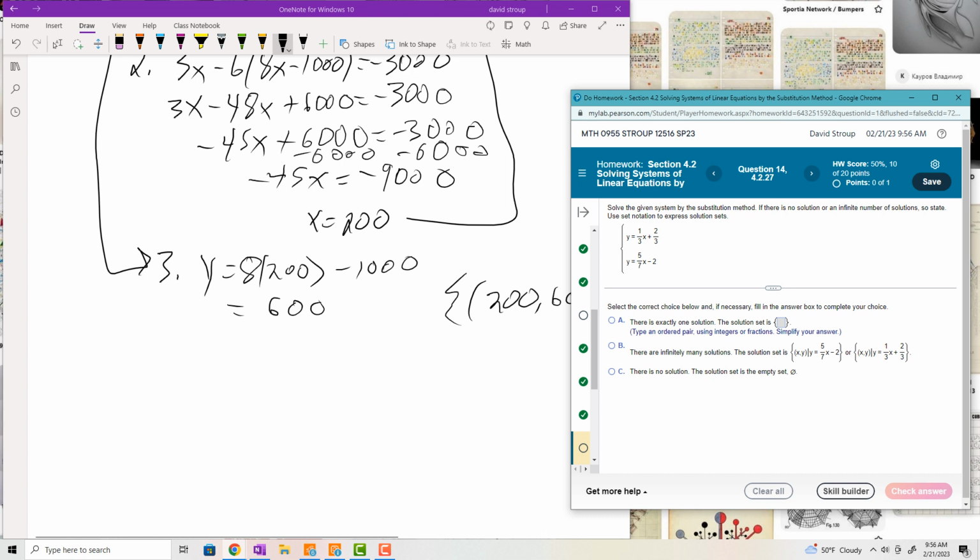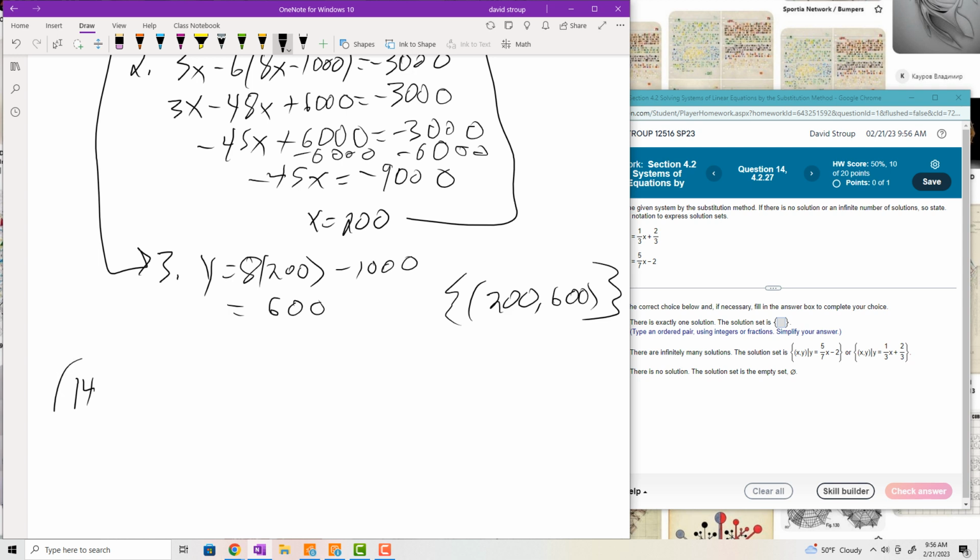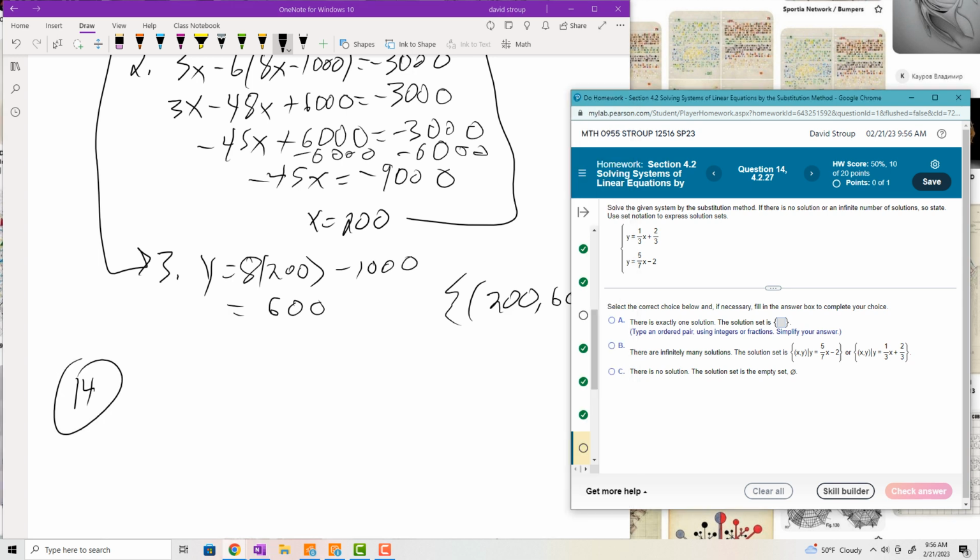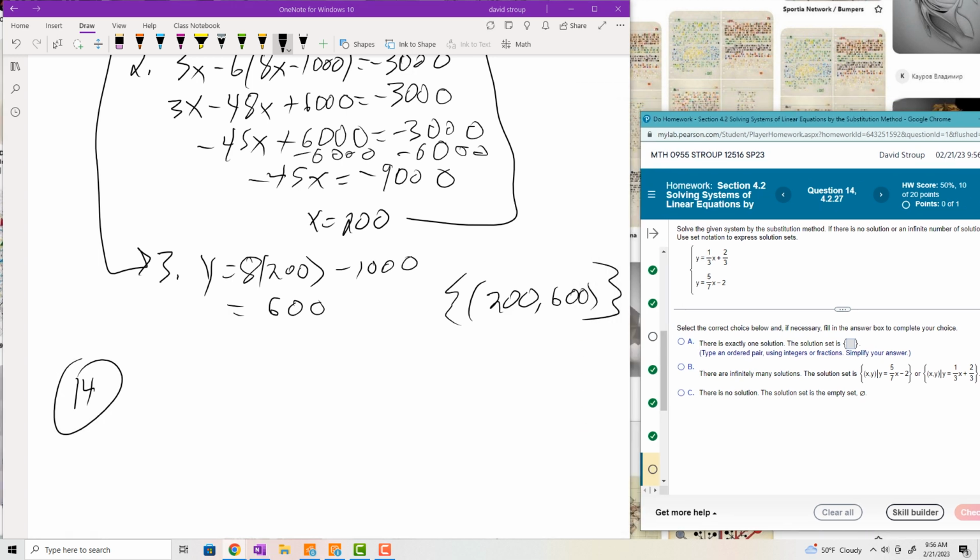All right. Here we got some fractions. So what I recommend that you do is not work with the fractions. I would multiply through both equations to get rid of the fractions. So what do we got? y equals 1/3 x plus 2/3, and then y equals 5/7 x minus 2.